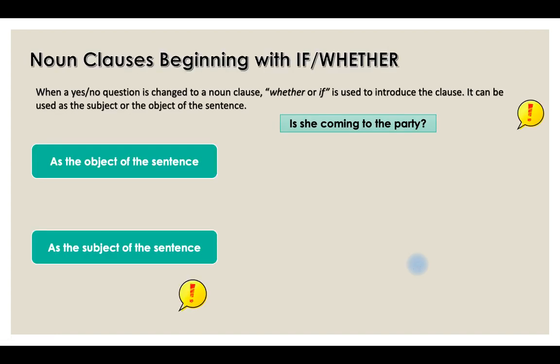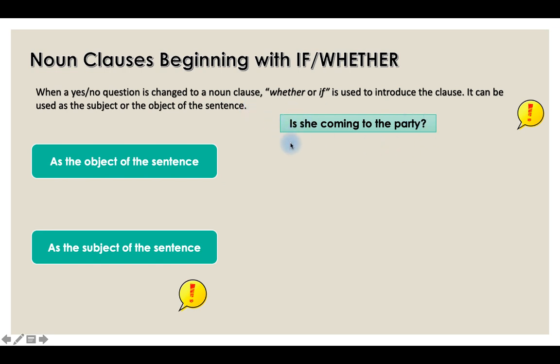What about noun clauses beginning with if or whether? "Olup olmadığını." We use those words for yes, no questions, yeah? When a yes, no question is changed to a noun clause, we use whether or if to introduce the clause. It can be used as the subject or the object of the sentence.